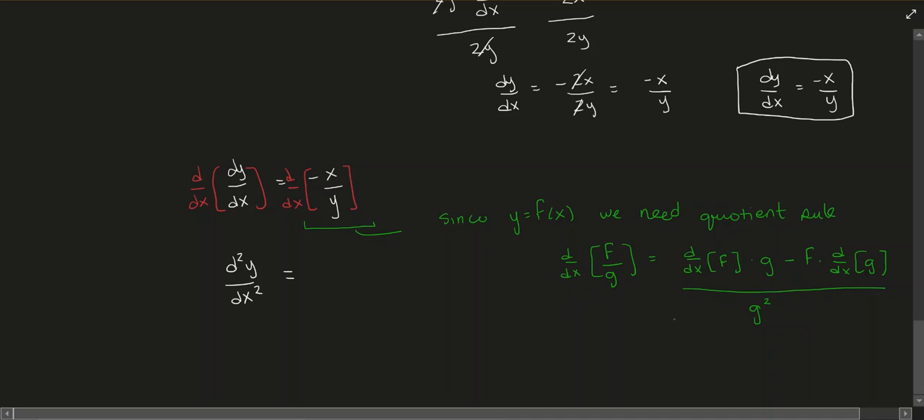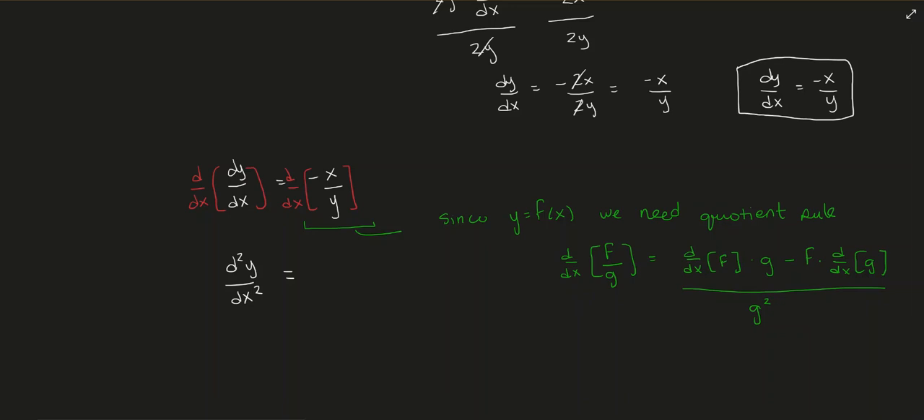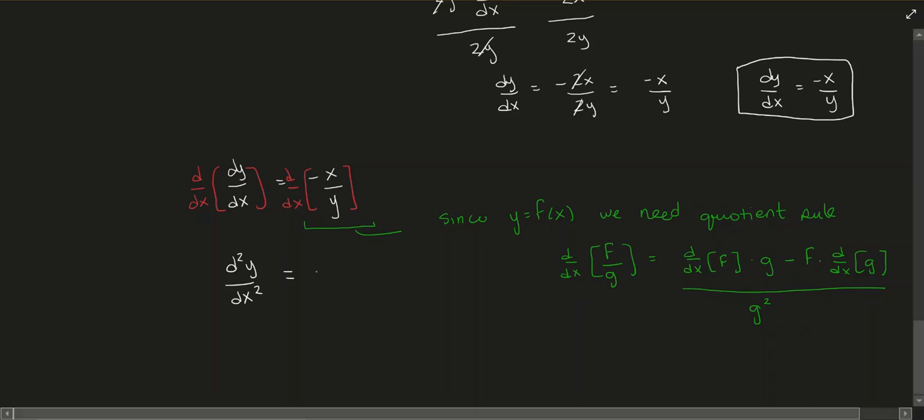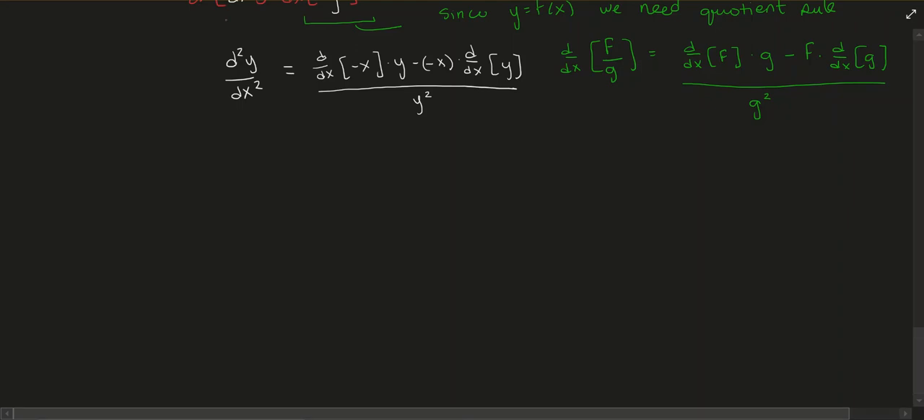So we're going to apply that quotient rule to this negative x divided by y term. So we'll have the derivative of negative x times y minus negative x times the derivative of y, all divided by y squared. We've got two derivatives to take here. One of them is a term with x with respect to x. The other derivative is a term with y with respect to x, so we need the chain rule on that one. So we'll take them one at a time.